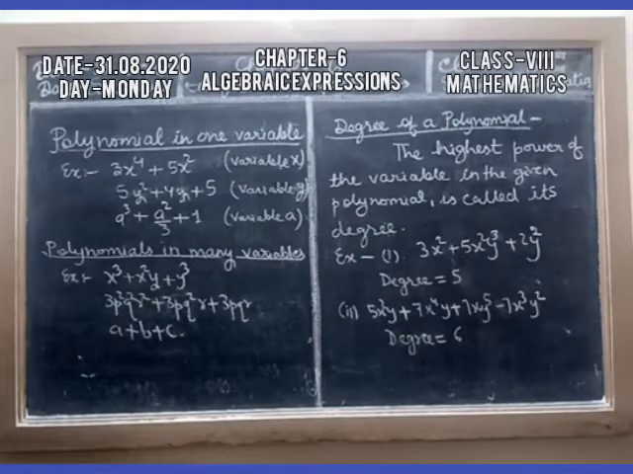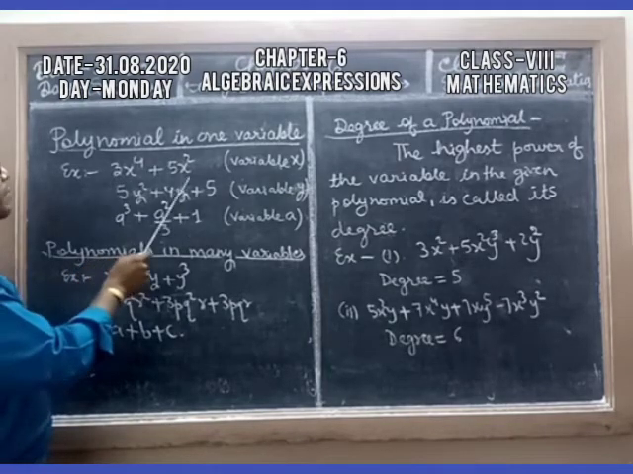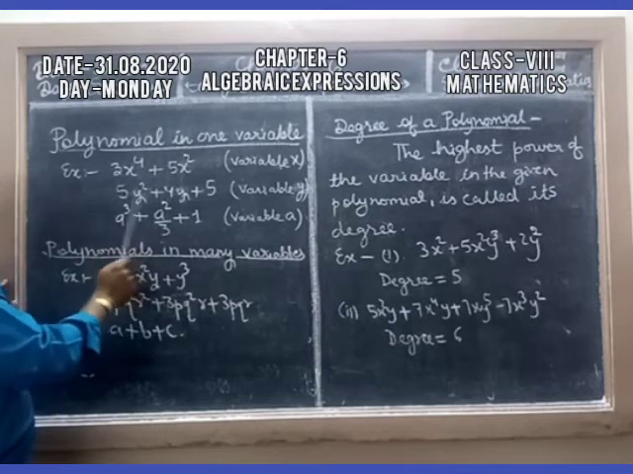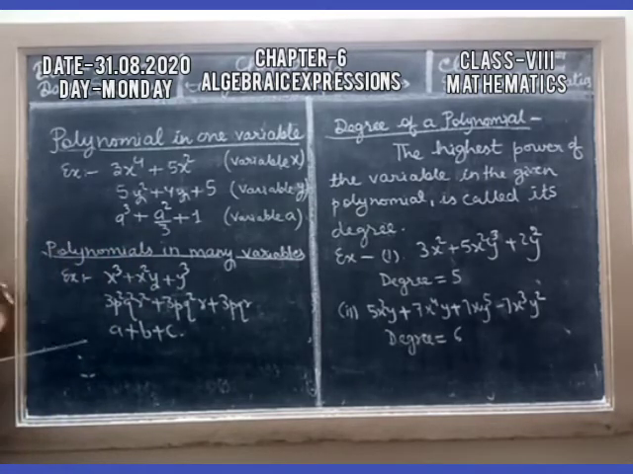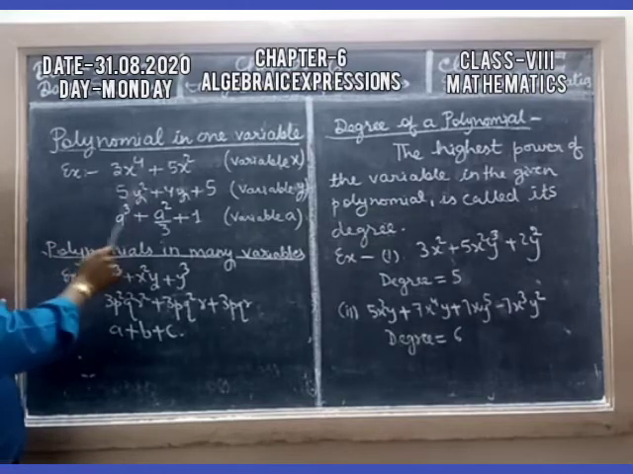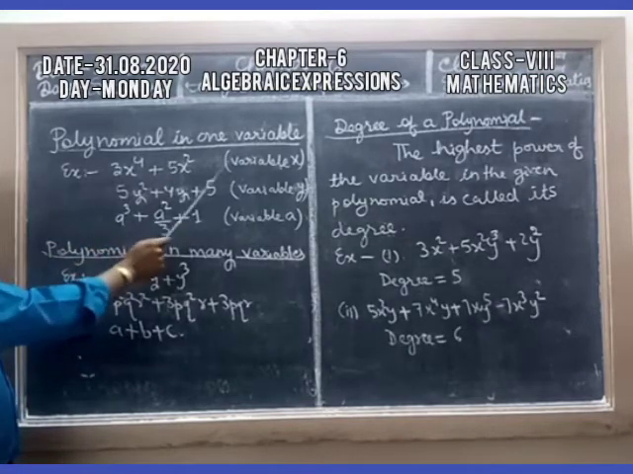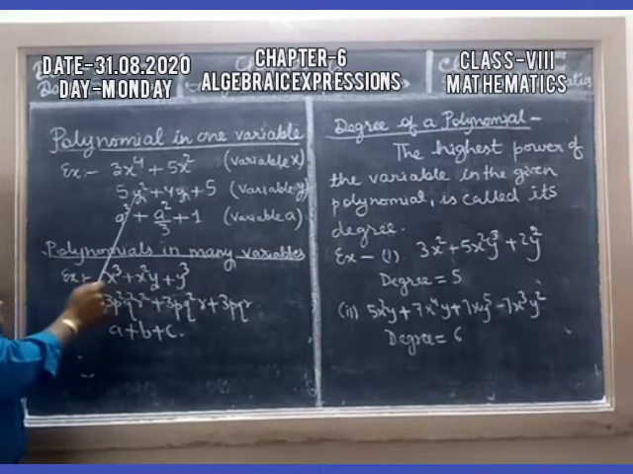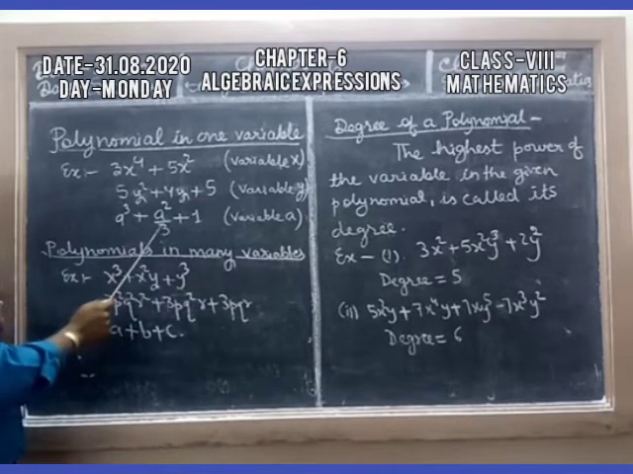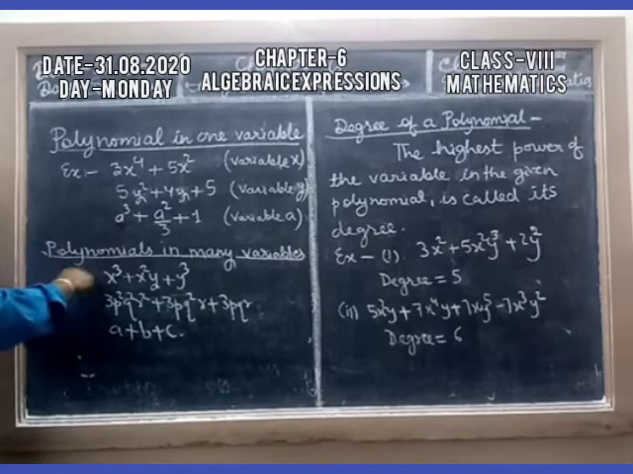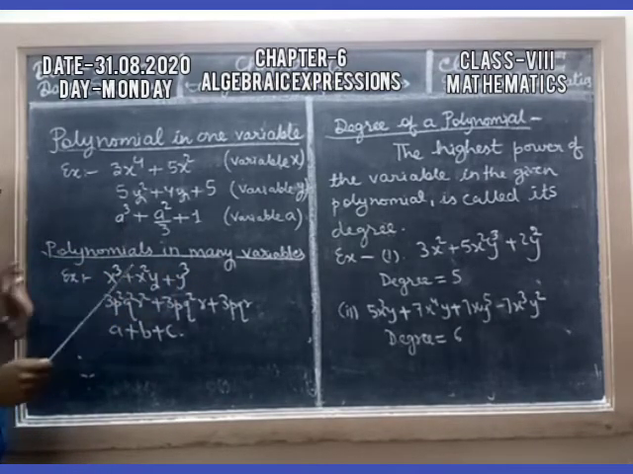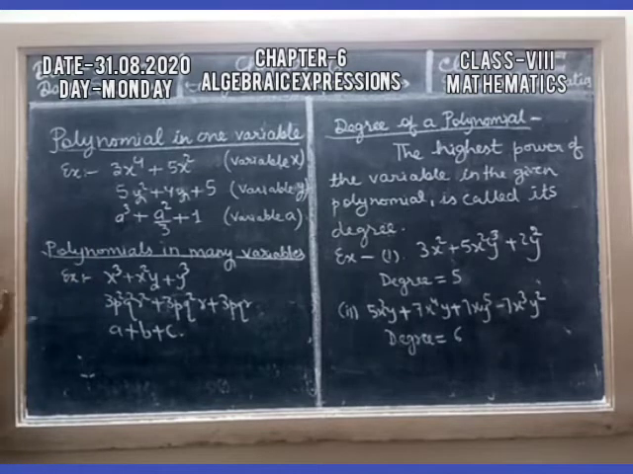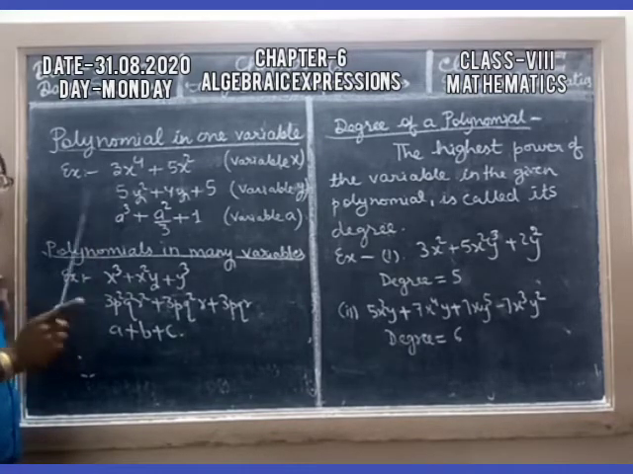Now students, polynomial in one variable. Example 3x to the power 4 plus 5x square. So there is a variable x. How many terms? It does not matter. But the variable is only x. x to the power 4, x to the power 2. So polynomial in one variable. 5y square plus 4y plus 5. Variable is y. a plus a square by 3 plus 1. Variable is a. So they all are polynomials in a single variable.